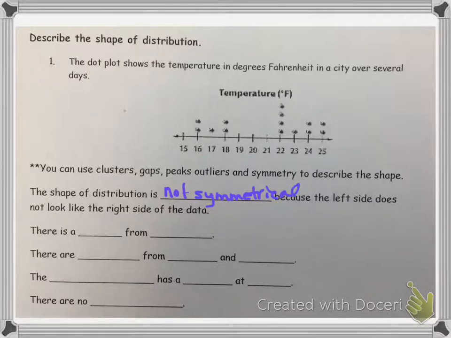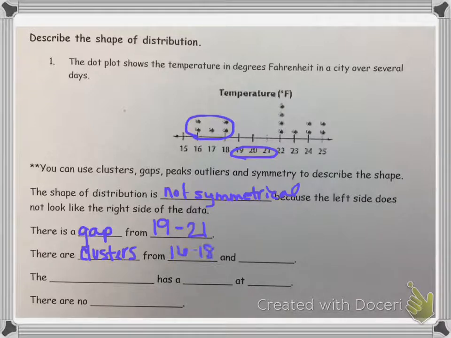So on this one, we're going to talk about a gap. There is a gap from, and let's look up here. Where is our gap? Our gap lies in these numbers, meaning that there are no values from 19 to 21. And then let's say there are clusters. Remember, clusters is where there is a bunch of data that's kind of next to each other. And our clusters, if we look over here, we see some clusters that are grouped together, from 16 to 18. And over here also we have a lot of data values on this side of the dot plot. So our clusters would also be from 22 to 25.